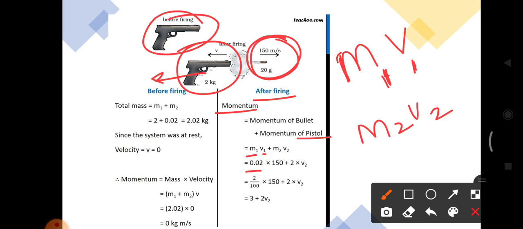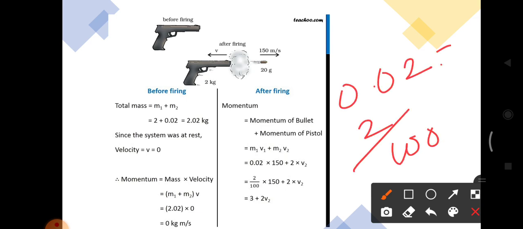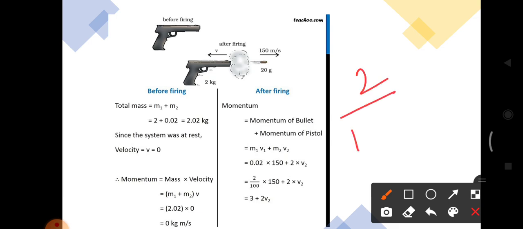So v2. And 0.02 is written as 2 by 100. So 2 by 100 into 150 plus 2 into v2. Here you have to cancel 2 by 100 into 150, so the zeros cancel.